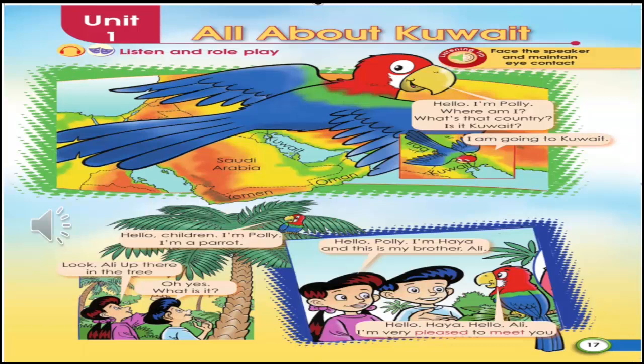Ooh! Hello! I'm Polly. Where am I? What's that country? Is it Kuwait? I'm going to Kuwait. Whoa! Look, Ali, up there in the tree. Oh yes. What is it? Children, I'm Polly. I'm a parrot. Hello, Polly. I'm Haya, and this is my brother, Ali. Hello, Haya. Hello, Ali. I'm very pleased to meet you.